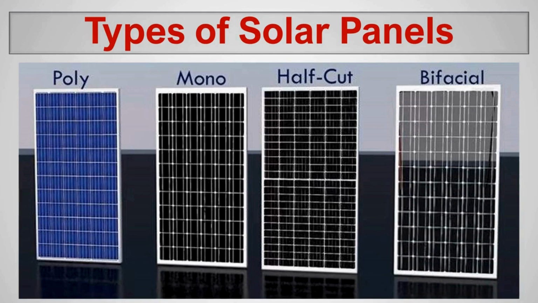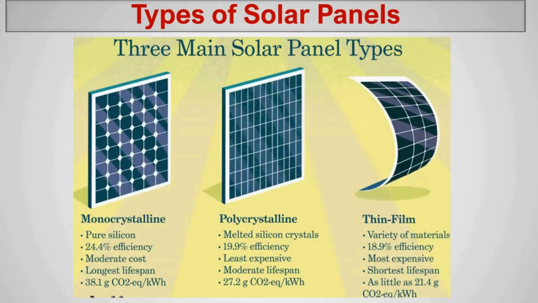Basically we have three different types: monocrystalline, polycrystalline and thin film. Monocrystalline is pure silicon, and the efficiency of power production is 24.4%, the cost is moderate, and it has the longest lifespan. And polycrystalline is an old type. We use melted silicon crystal. The efficiency is low compared to monocrystalline, at 19.9%, and it is the least expensive with a moderate lifespan.